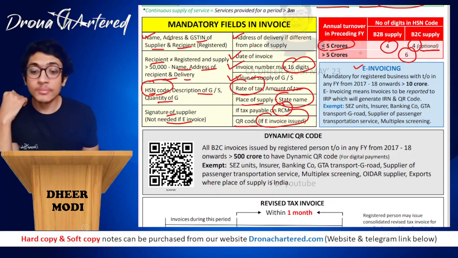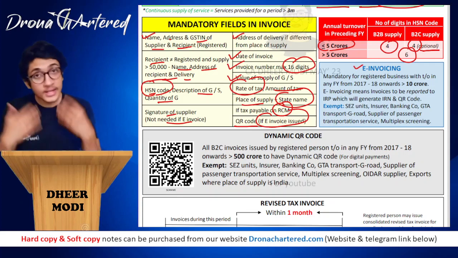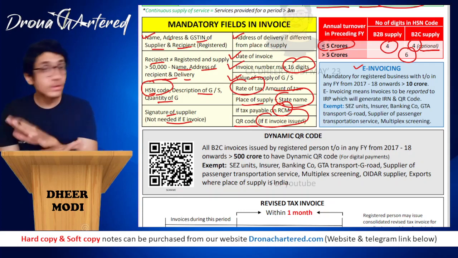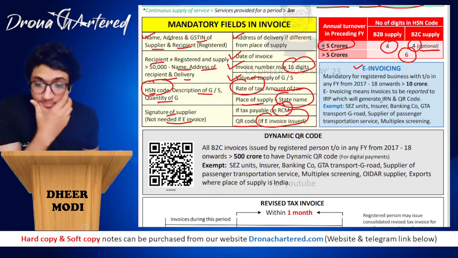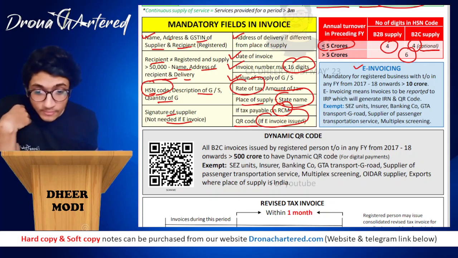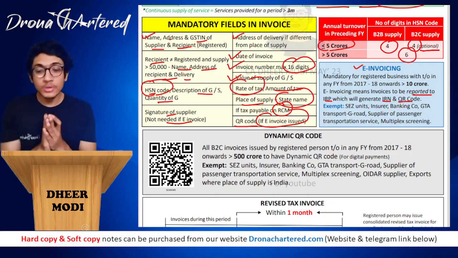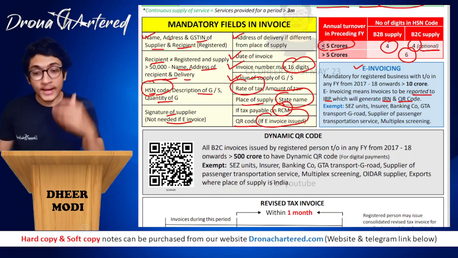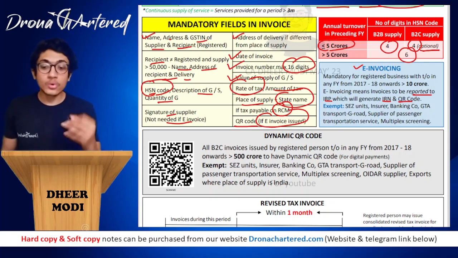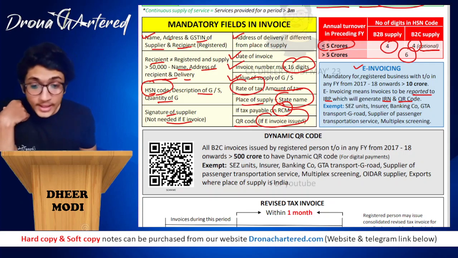Okay, now what is the concept of e-invoicing? Does e-invoicing mean that my GST portal will generate the invoice for me? No, e-invoicing does not mean that. E-invoicing means invoices to be reported to IRP, which will generate IRN and QR code. So you have to give it to the portal. You have to upload your invoices to the portal, and then they will give you an IRN and QR code in response. Okay, it is mandatory.